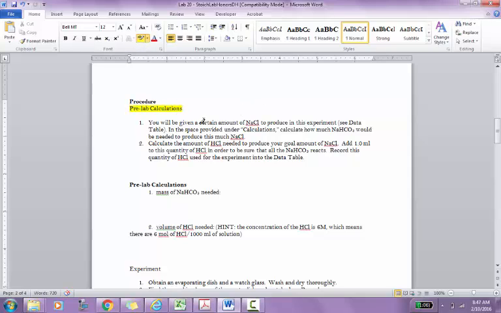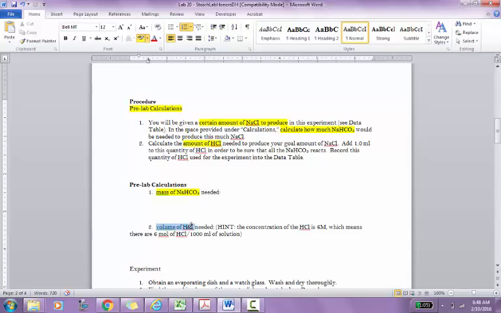You're going to use that certain amount of salt that you picked, that number in class the day before, and you're going to do some calculations, 2 calculations really. The first one is to calculate how much sodium hydrogen carbonate you need to produce this much sodium chloride. It's a mass calculation. That's going to go right here. Pre-lab calculation number 1. Pre-lab calculation number 2 is to calculate the amount of hydrochloric acid that you need to go along with it. To help you with that calculation, I've given you a hint here.